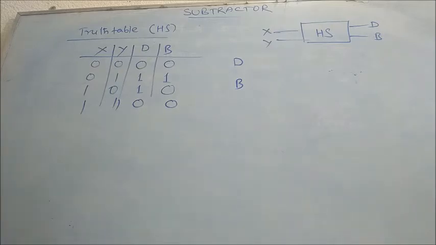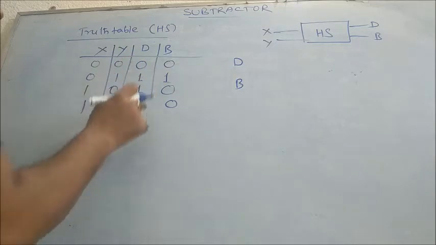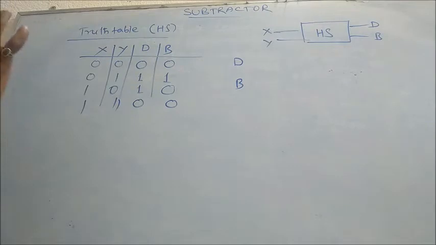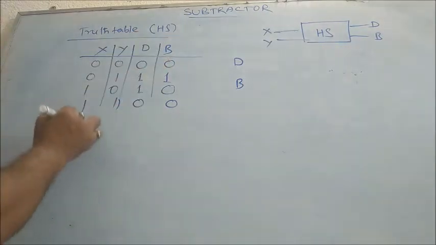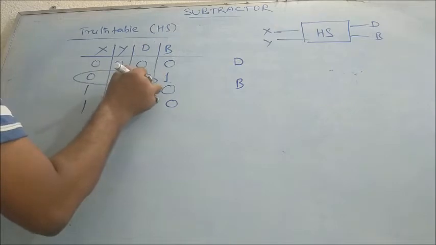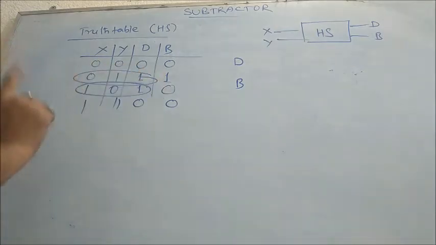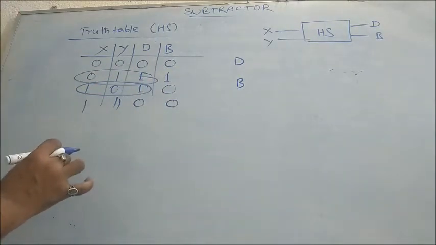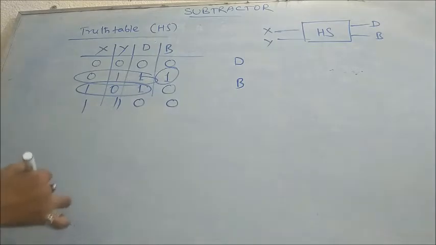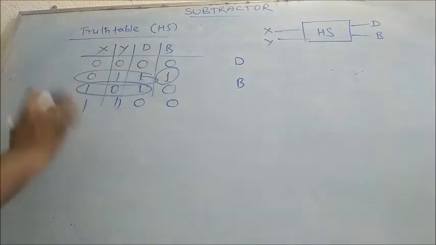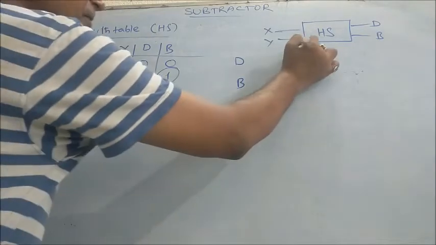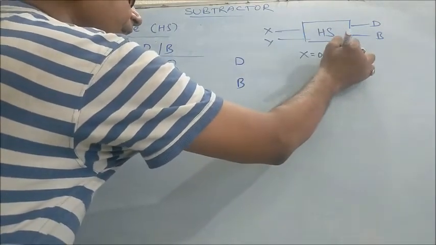For this, see, wherever your output is 1, you have to take those terms. You have to take only those terms. So for D, we have to take this one and this one. For D, for difference, we have to take these two terms, and for borrow, we have to take only this term. That's it. So in a nutshell, if this is 1, on what basis will it be 1? When x is 0 and y is 1.